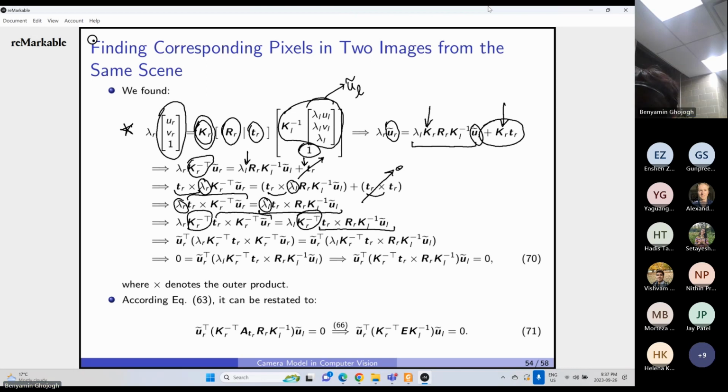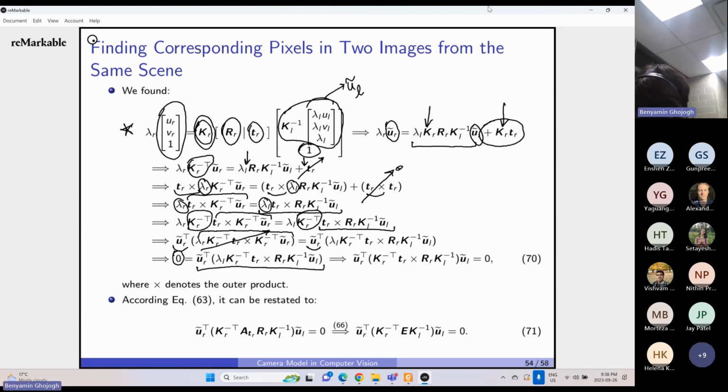Then what do I do? Then again, left multiply the sides by UR tilde transpose. So I will have this. Why do I do that? To get rid of this term. Because I know that this term is the outer product of something with UR tilde. Therefore, it's perpendicular to UR tilde. Therefore, its inner product with UR tilde is 0. So it becomes 0. And the rest is as before.